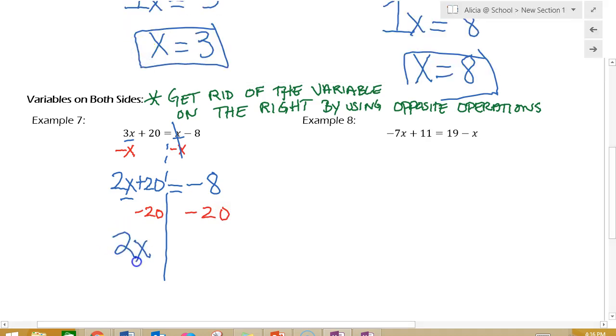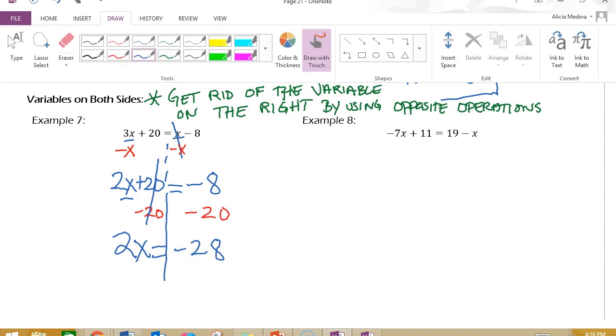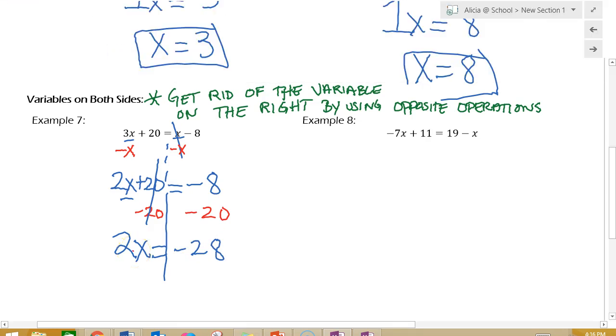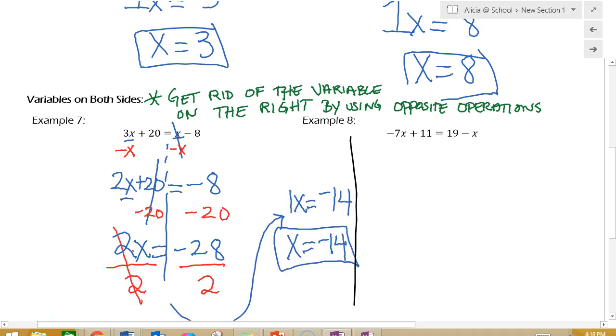So I have 2x equals 20 minus 20 is 0. Negative 8 minus 20 is a negative 28. My x is still not isolated. I'm currently multiplying 2 times x, so the opposite of multiplying by 2 is dividing by 2. Whatever I do to one side, I must do to the other side. So therefore, I have 1x equaling a negative 14. Never really see that coefficient of a 1. So therefore, my final answer is x equaling negative 14.